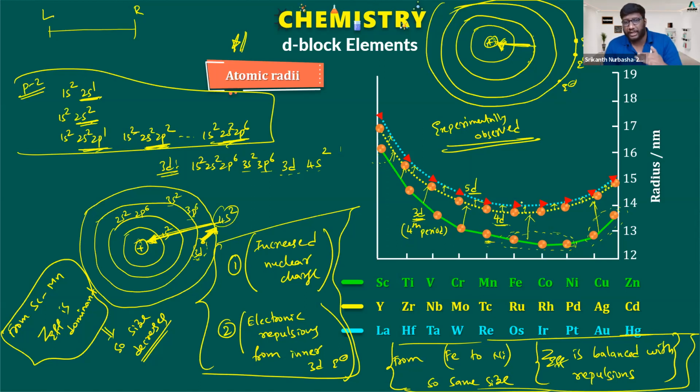From 3D to 4D, the atomic radii should be increasing, that's sure, because the electrons are entering the next higher energy subshell. From 4D to 5D also, atomic size should increase, generally speaking, because the electrons are still entering the next higher energy subshell. But if you look at the sizes of 4D series elements and 5D series elements, there is not much difference. They are almost the same. Why is it so?